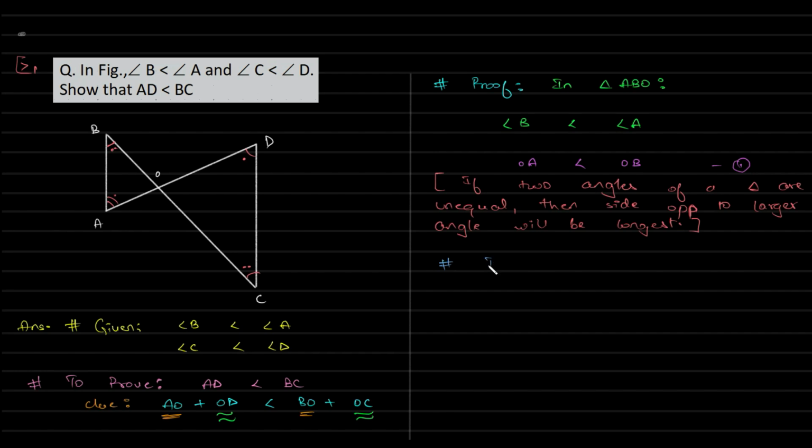Now we'll go to triangle DOC. Here we have, I just want to rewrite this. It doesn't look good. Okay, so we have OA which is lesser than OB. So we have angle C which is lesser than angle D. So side opposite to angle C is OD, which is lesser than OC. Can you see this? This is what we wanted, right?